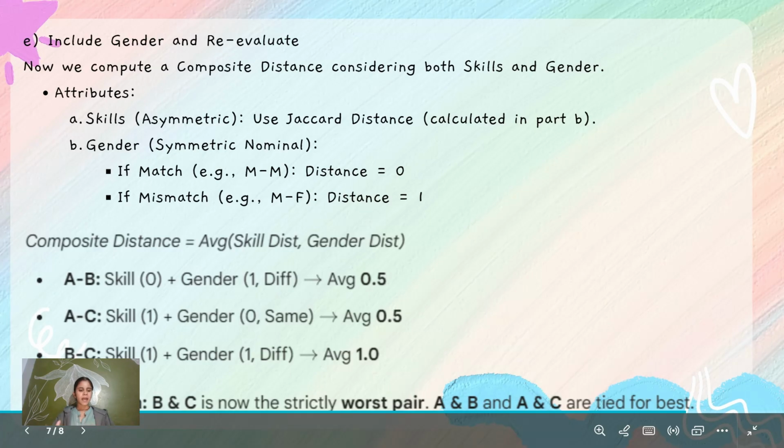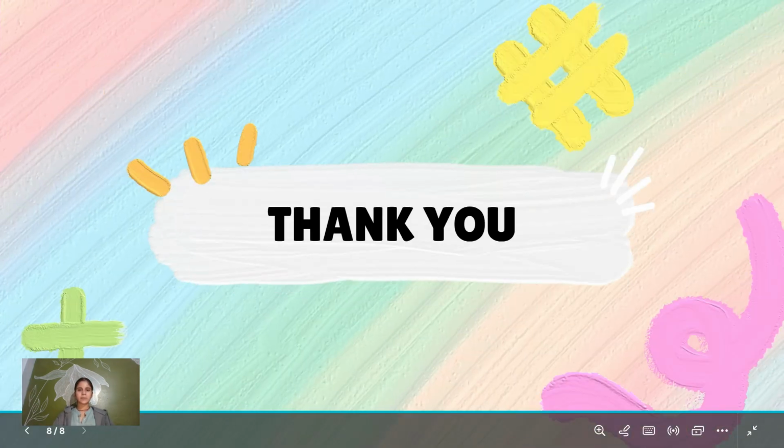So the reevaluation shows that B and C is now strictly the worst pair, and AB and AC are tied for best. So we complete our question paper. Thank you.